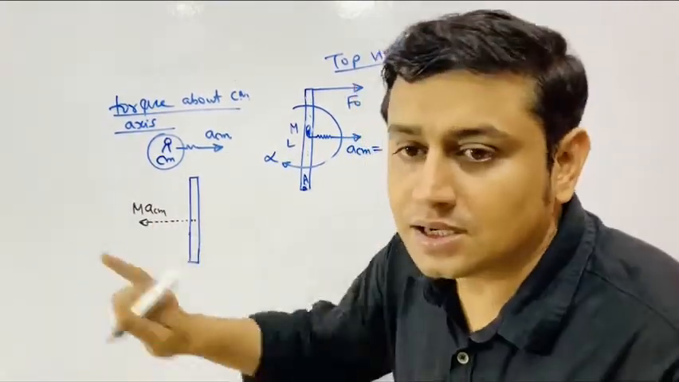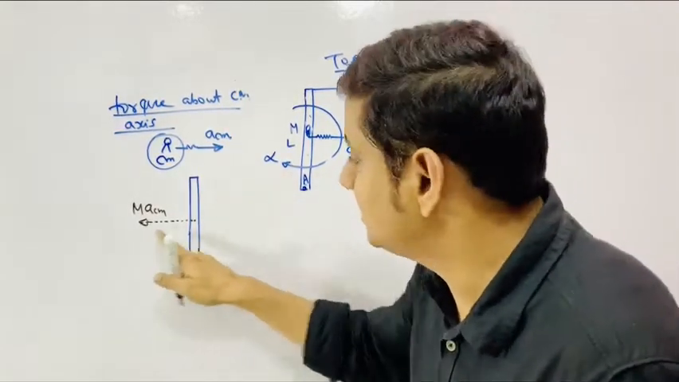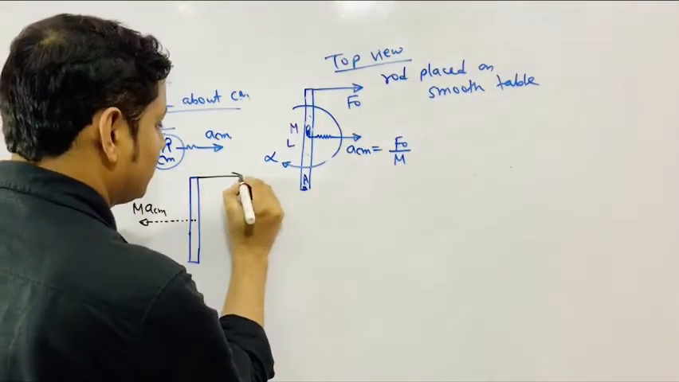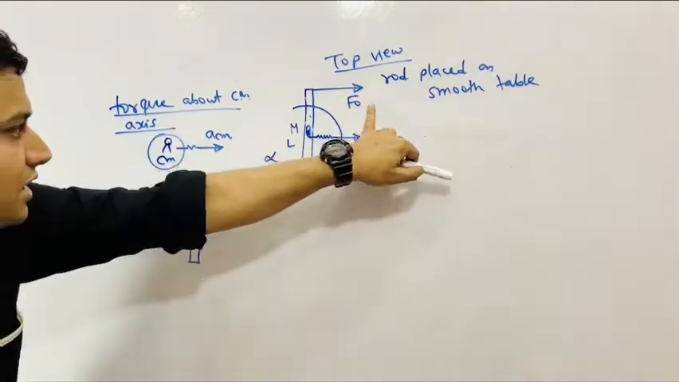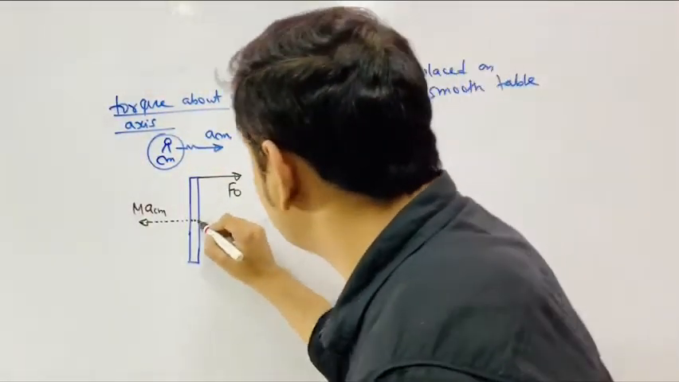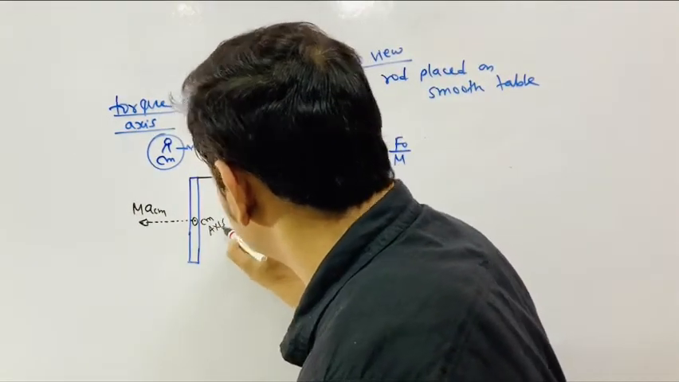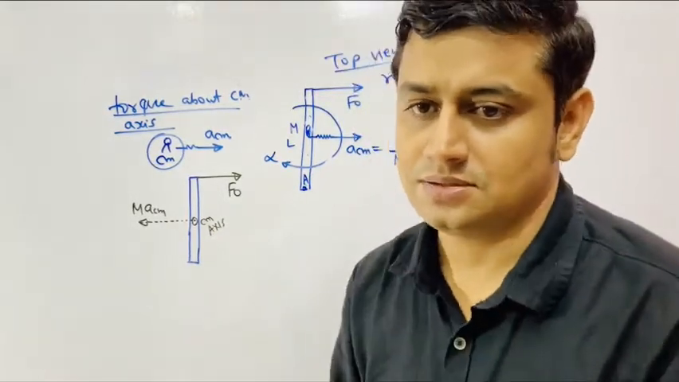So it will act here. Because the observer himself has acceleration ACM, so pseudo force acts at the center of mass. Other forces are what? F naught here. Now, two forces. One is the real force, one is the pseudo force. But the good thing is that about this center of mass axis, this pseudo force has no torque. So your calculation becomes easier.